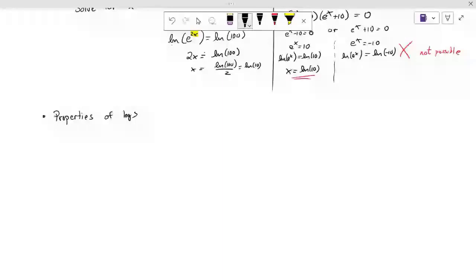So, properties of logs. Historically, this was really useful. The log of a product, so log of A times B, that's two things multiplied, is the same as the sum of the logs of the two factors. So log turns multiplication into addition of logs.